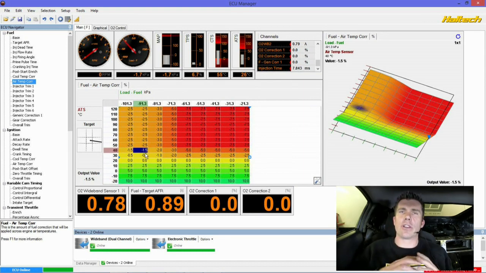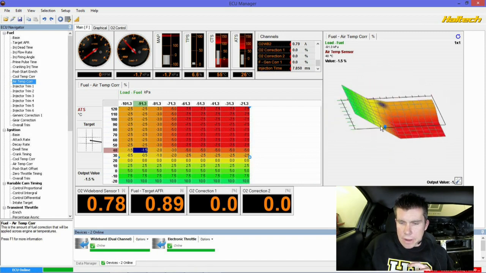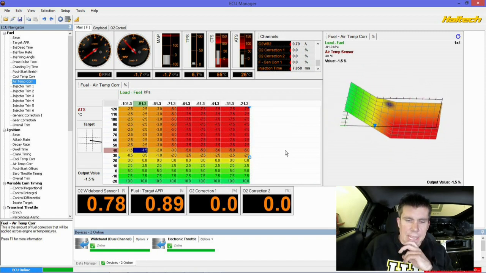Now, this is a really key table because it allows the ECU to compensate the fuel delivery based on air temperature. And what you can see here in our table is we've got air temperature on the vertical axis, and we've got our engine load in kPa on the horizontal axis. And you can see here graphically the sort of shape of the table we've got.